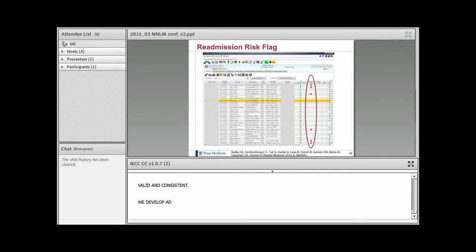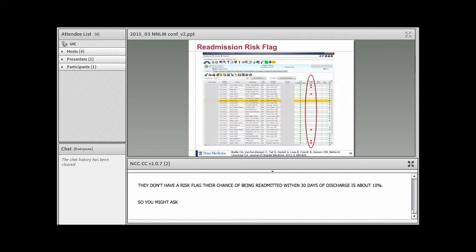So what you see here, this is just a provider's list of patients. Each row is a patient. You don't see the patient's names, but there are about 25 patients here. And for some of these patients, they have risk flags, which means that their chance of being readmitted within 30 days of discharge is about 30%. If they don't have a risk flag, it means their chance of being readmitted within 30 days of discharge is about 10%. So you might ask, how is that risk flag used?